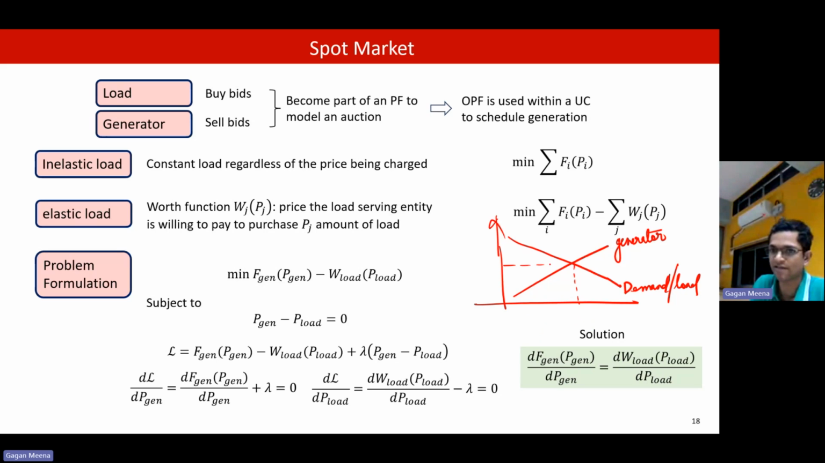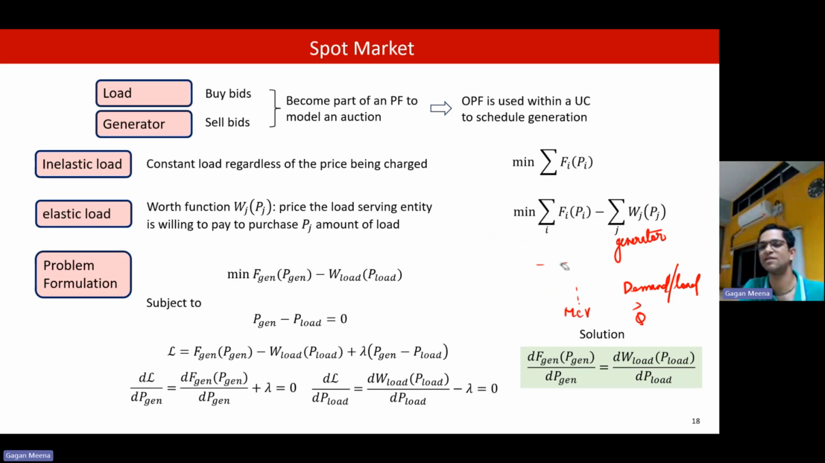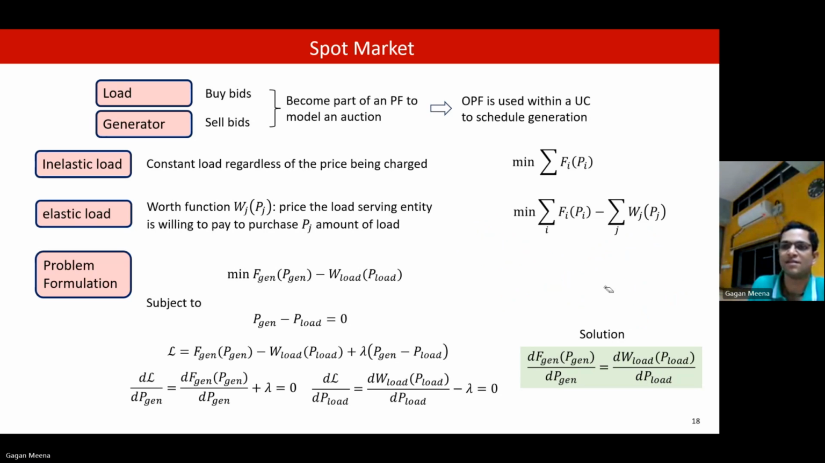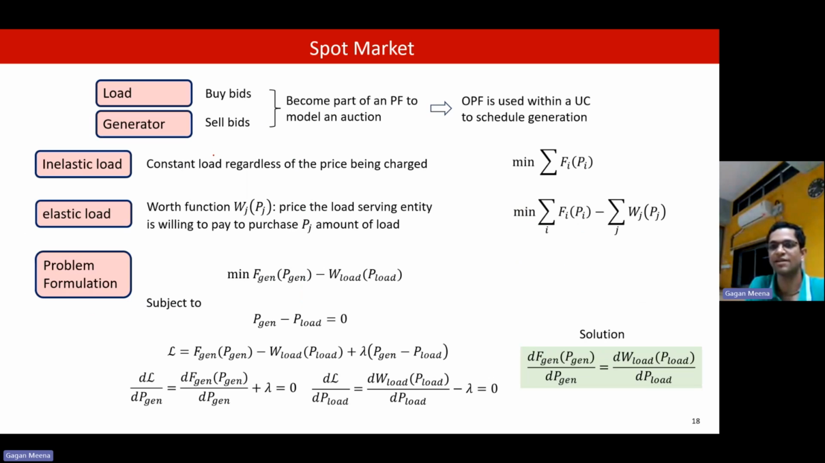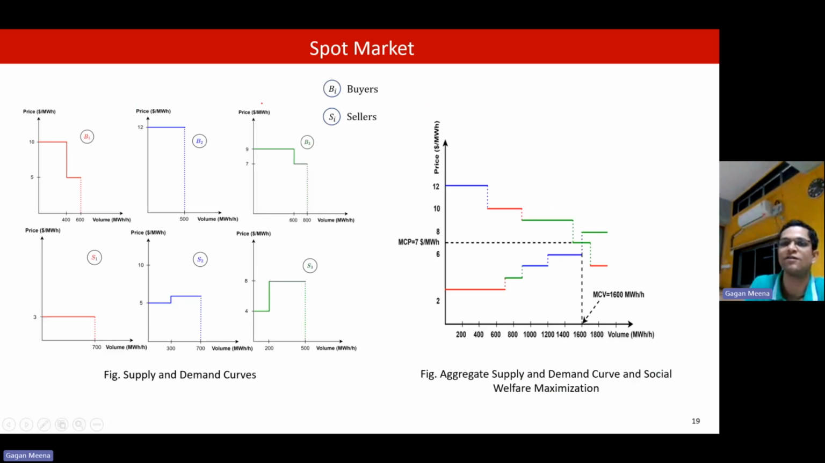So this will tell us this is the price here and this is the quantity here. This is the market clearing volume and this is the market clearing price, MCP and MCV. So the point of intersection of these two curves will be the solution in this case. The same thing which we discussed, we have now also proved mathematically. Here we discussed only a single generator, single load example.